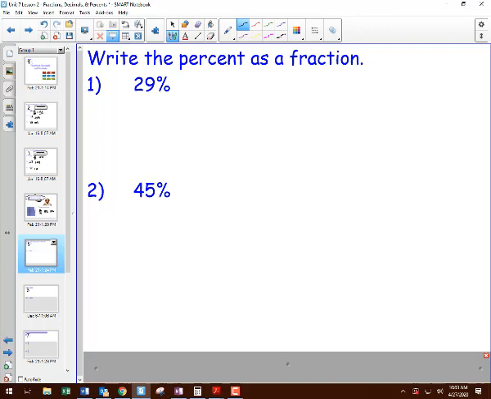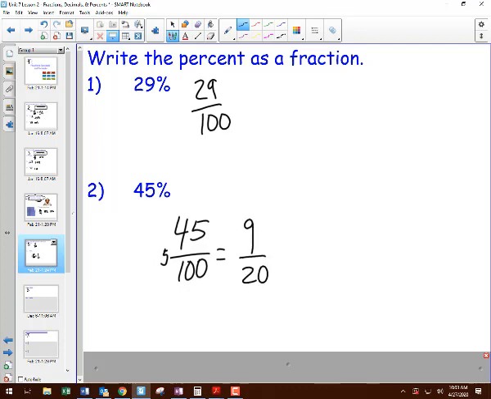More examples here. We're going to write the percent given as a fraction. Now we talked about all percents are out of what number? Yeah, that was 100. So this one's pretty easy to see that it's 29/100. Can it be reduced? No, it cannot in this instance. On number 2, we have 45%. If we go to a fraction with it, this one can be reduced. We're going to reduce both of them by 5, and we should get 9/20. So we always want to look and make sure we can reduce that.